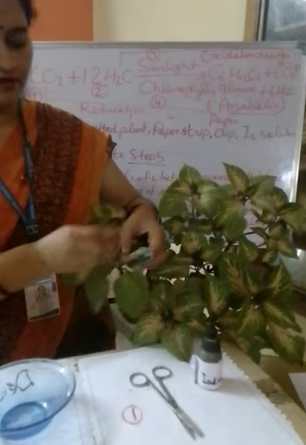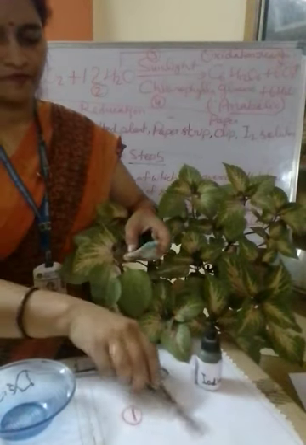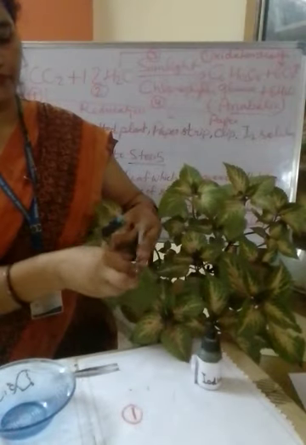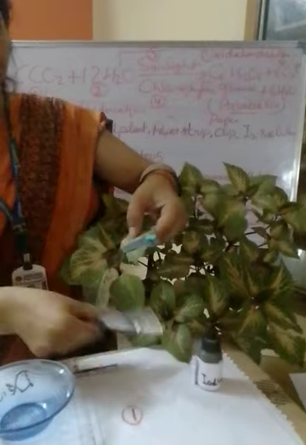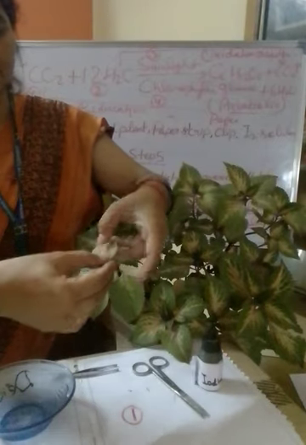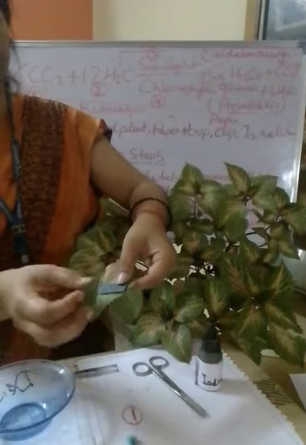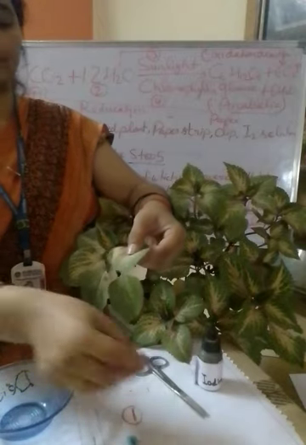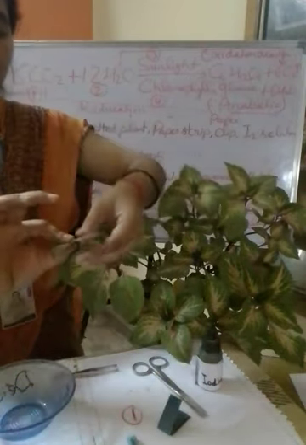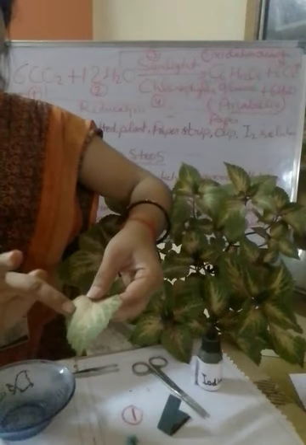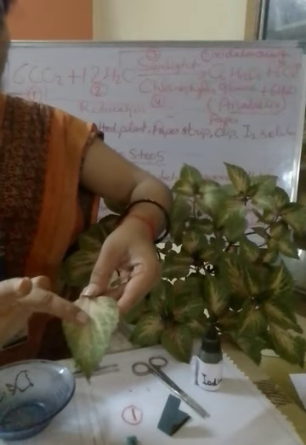Now we cut this. Cut with the help of scissor. Pluck the leaf with the help of scissor. Understand that? And remove the clip and remove the paper strip. So look at that. Some portions are green and some portions are yellowish color.